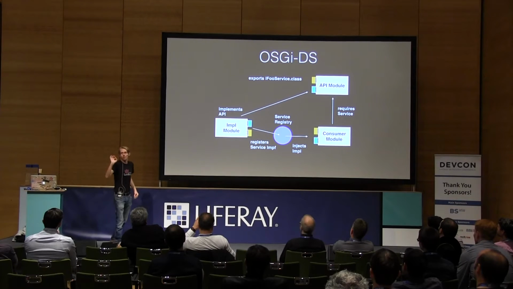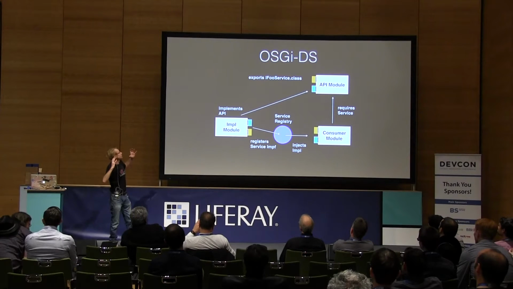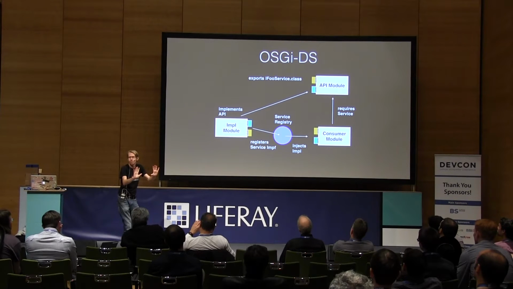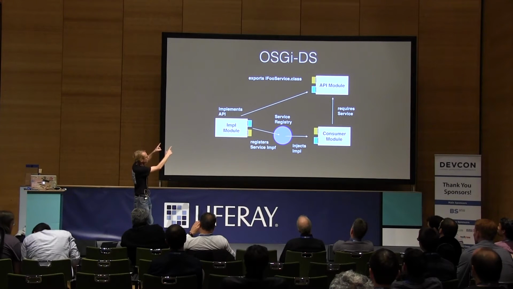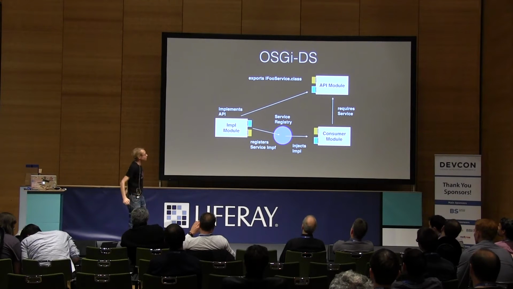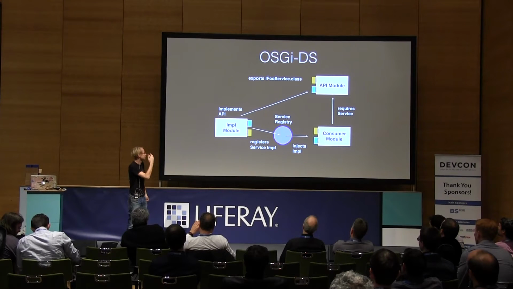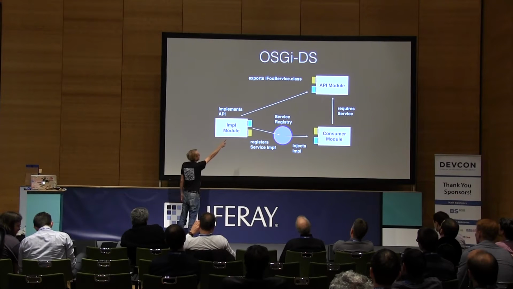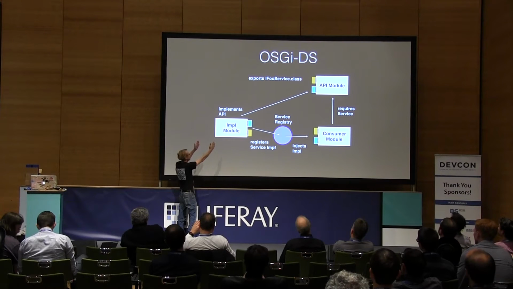What does it mean? A service is an interface. We have an API module, for instance, IFooService. And this API module just exports this interface. Now we think in the sense of Java interfaces. It's a Java interface, IFooService. It exports the package. It doesn't export the class itself. Then we have an implementation. The implementation relates to the API. Sure, we need to implement the API.